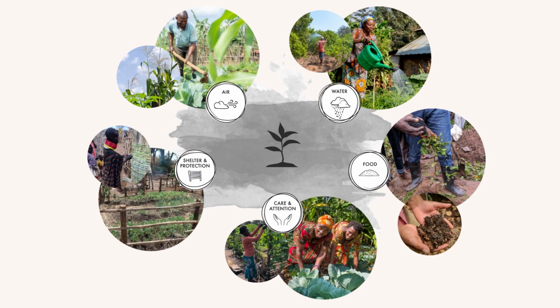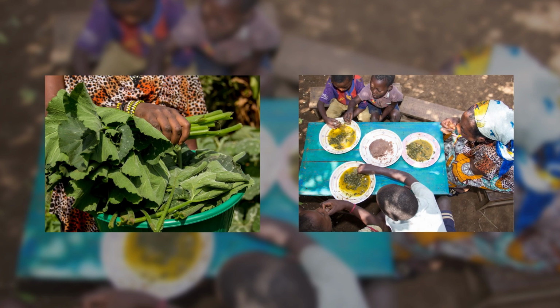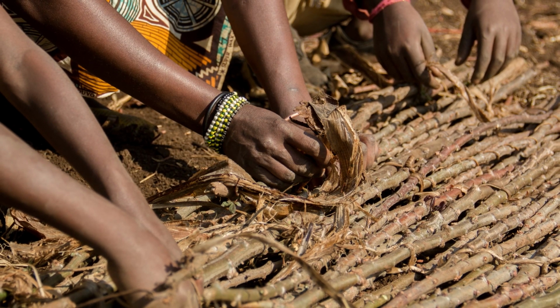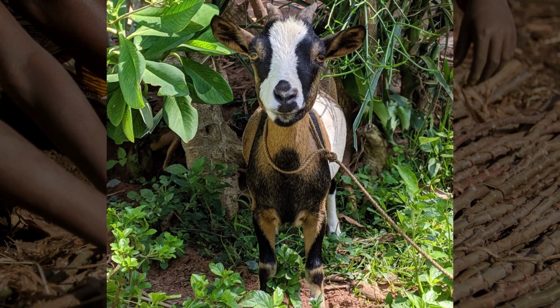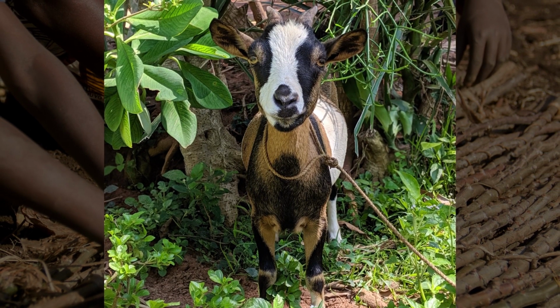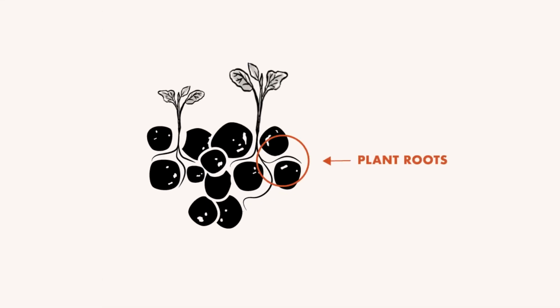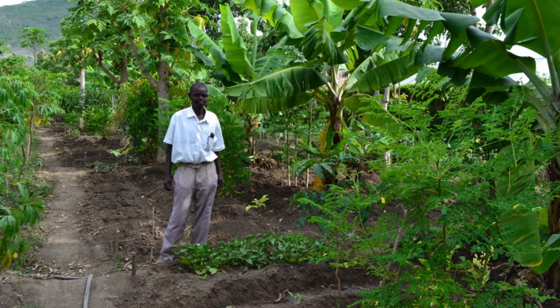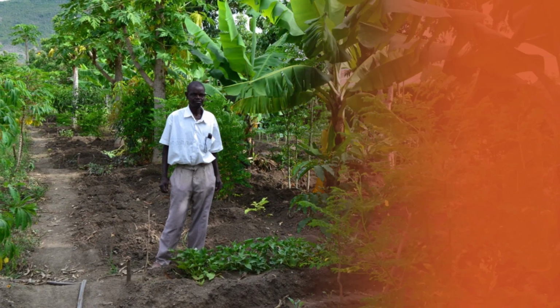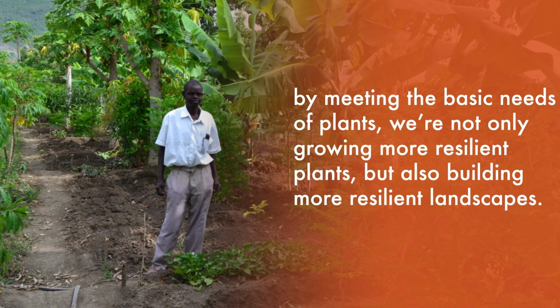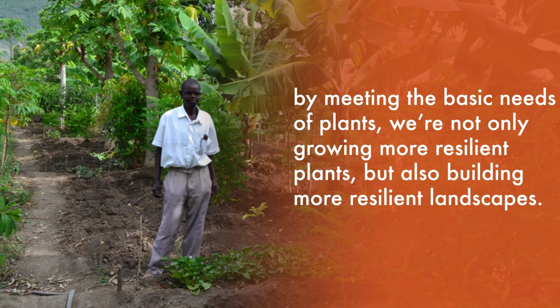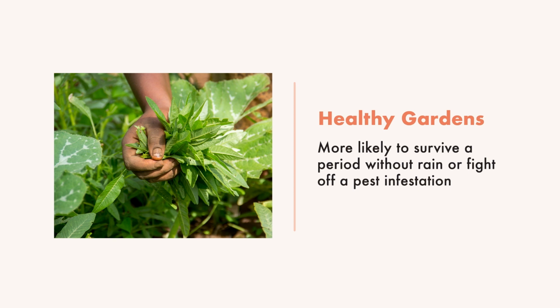When plants have these basic needs met, they grow into healthy plants, capable of producing nutritious food for our families, building materials for our houses, and fodder for our animals, as well as protecting our land from the impacts of climate change. Plant roots protect the soil from erosion caused by strong rains, and foliage can cool soil surface temperatures and reduce evaporation. So, by meeting the basic needs of plants, we're not only growing more resilient plants, but also building more resilient landscapes. When a garden is healthy, it is more likely to survive a period without rain or fight off a pest infestation.